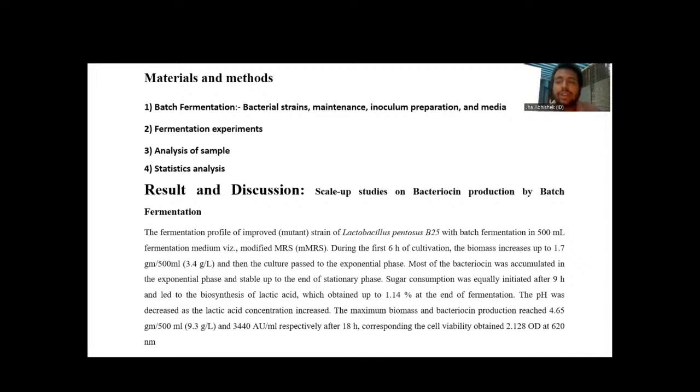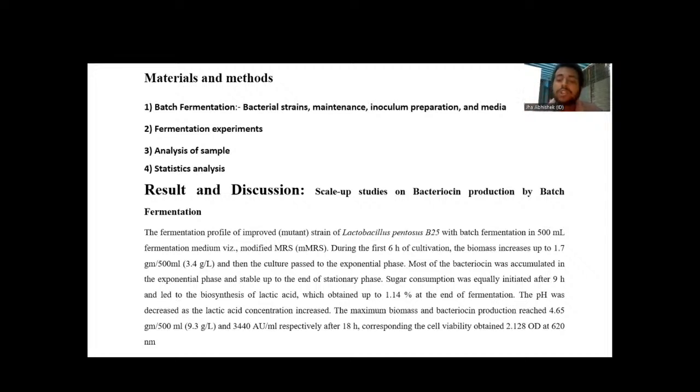That's a variable result. And then the culture passed to exponential phase. So we are going through the different phases that bacteria go through in their lifetime. Most of the bacteriocin was accumulated in the exponential phase. That is the highest phase where the bacteria grow well, and it was stable up to the stationary phase.